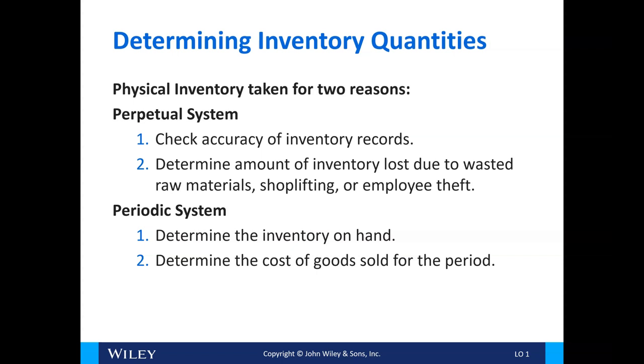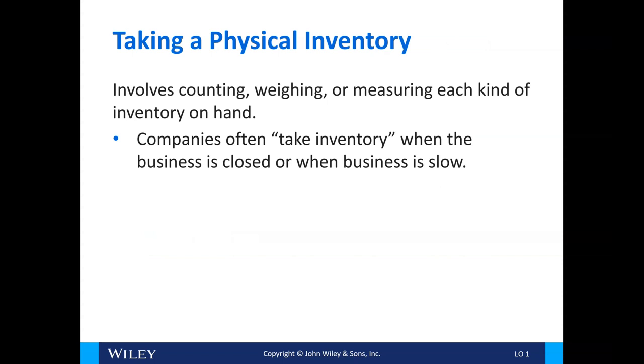The perpetual system, of course, is tracked. And every time you add to inventory or subtract from inventory, those records are kept. So theoretically, you know how much inventory you have every single moment. So companies often take inventory when the business is closed or when business is slow.